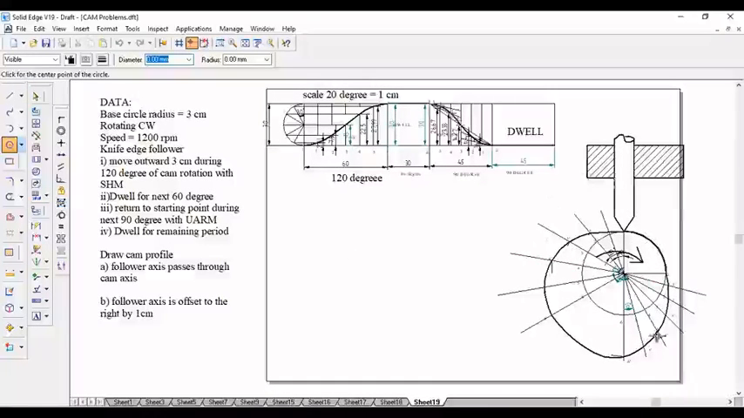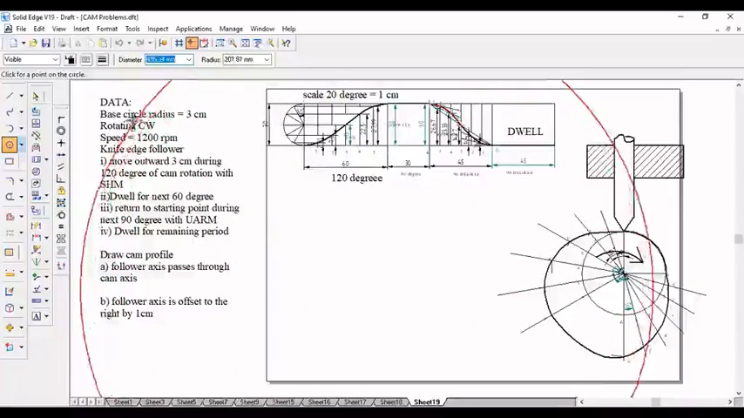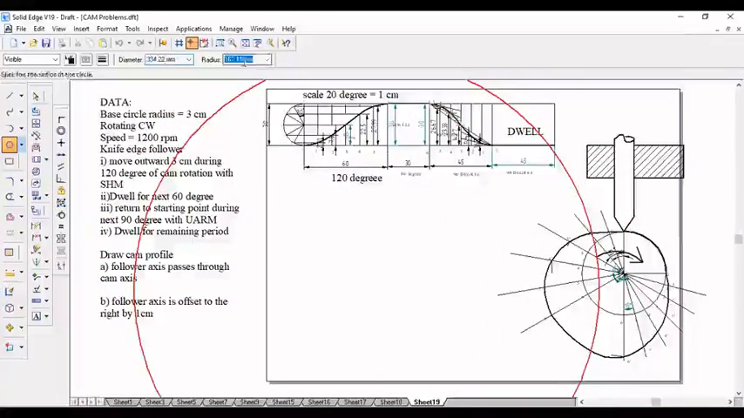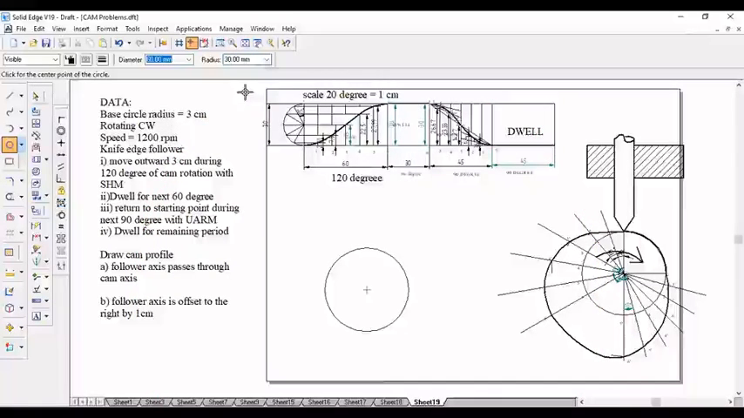So how did you do this? First, initially you have drawn the base circle. Similar to this, here also I'll draw the base circle. What is the base circle diameter? They have given the base circle radius as 3 centimeters. I'm taking it here in mm, so 30 mm is the base circle radius.